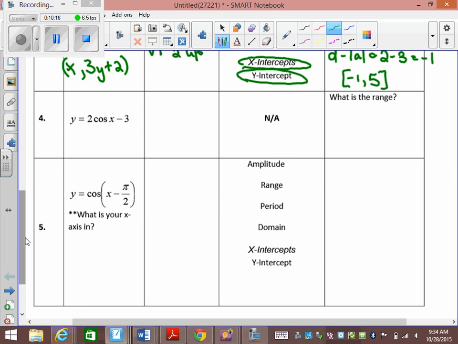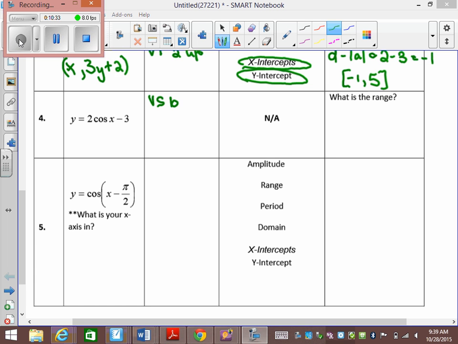Try number 4 and 5. So for the cosine graphs, it's not that these aren't applicable to the cosine graphs. It's just that at this point, I don't want to overwhelm you with the cosine, but we will as we go along. So for this one, we have a vertical stretch by a factor of 2 about the x-axis.